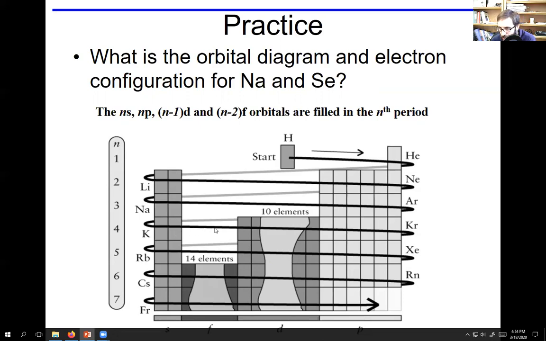Then you go through the transition metals. There's 10 of them, 3d10. That's going to get you all the way to zinc. Zinc is at the end right here. Then you're going to go 4p6, krypton. Then you're going to go 5s2, rubidium. Then you're going to go 4d10.